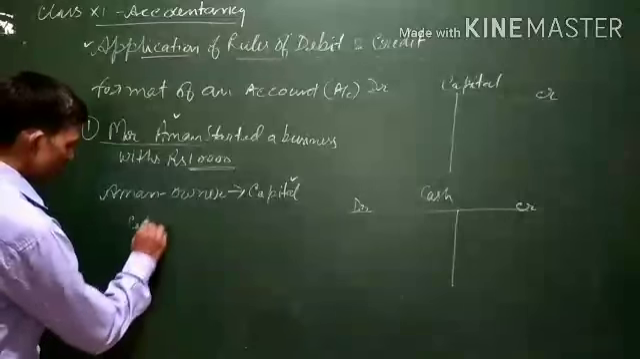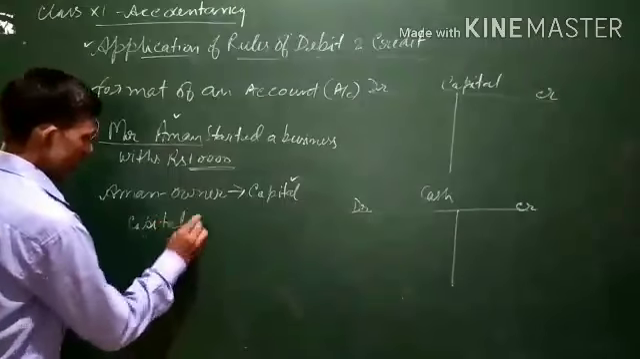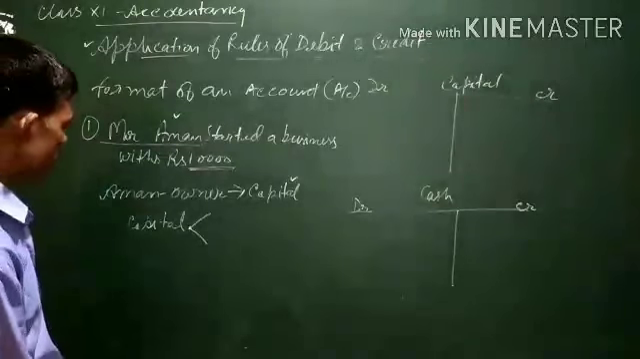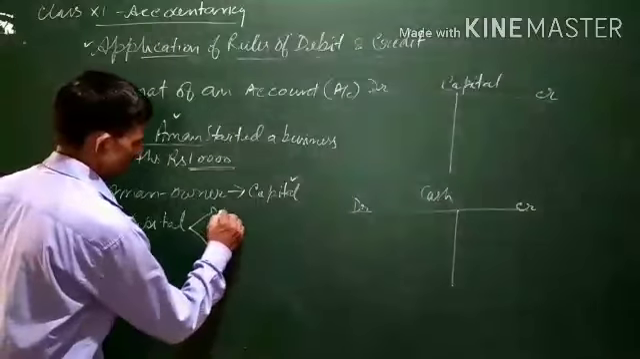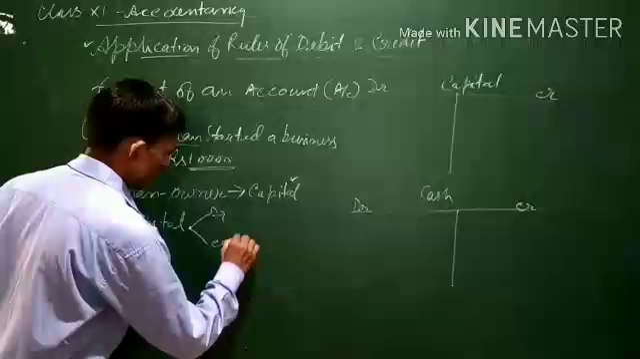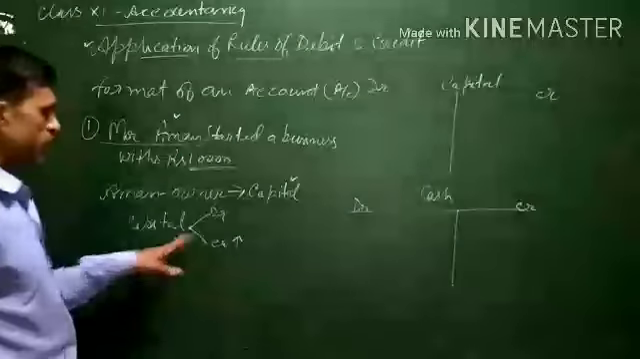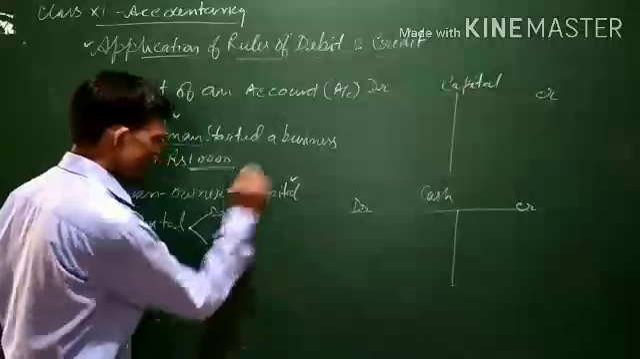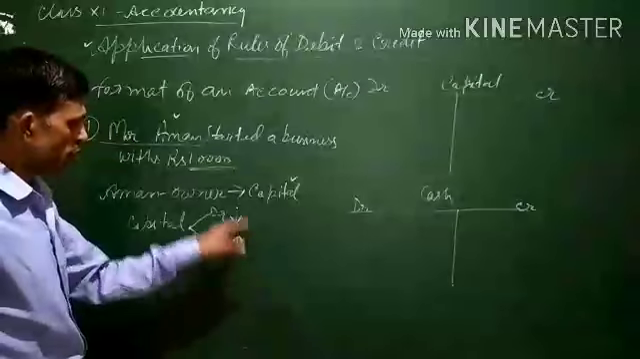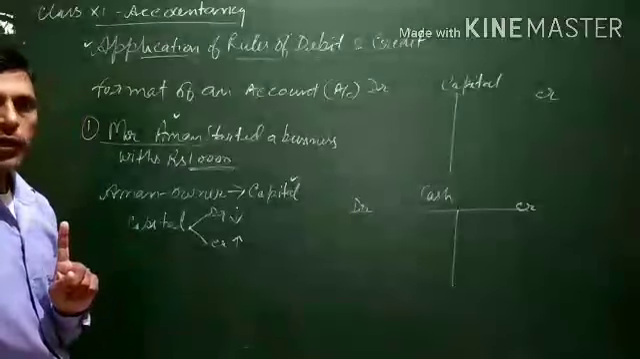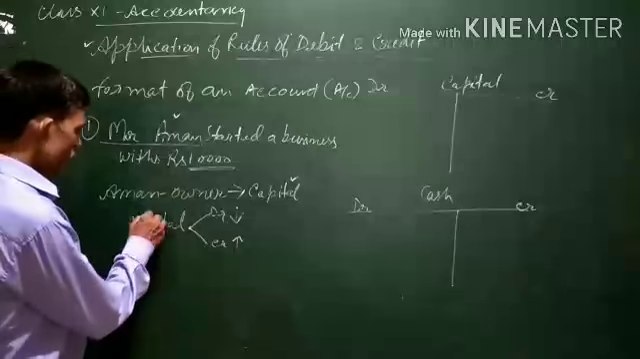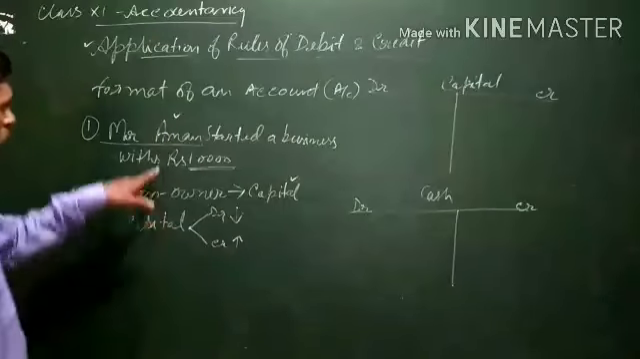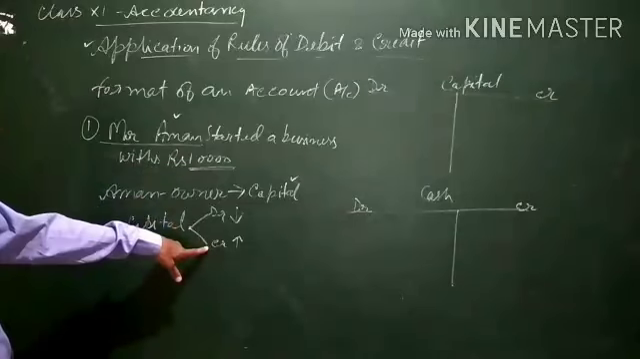Under the American approach, the rule for capital is, try to learn these things by heart, which we have discussed earlier. For increase in capital, the account will be credited. For decrease in capital, the account will be debited. Up arrow is for increase, down arrow is for decrease.